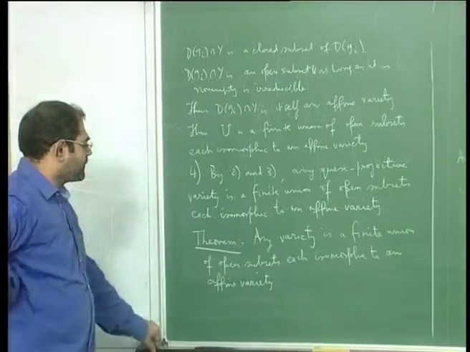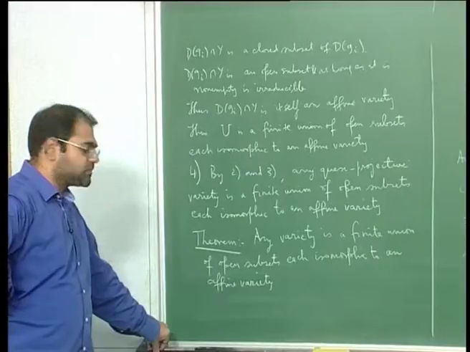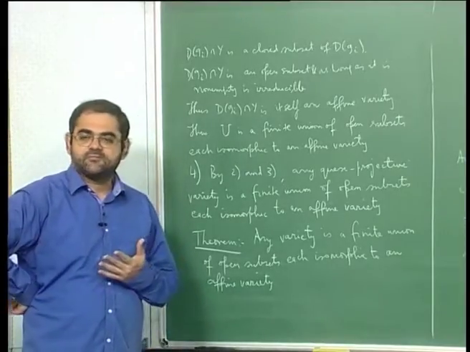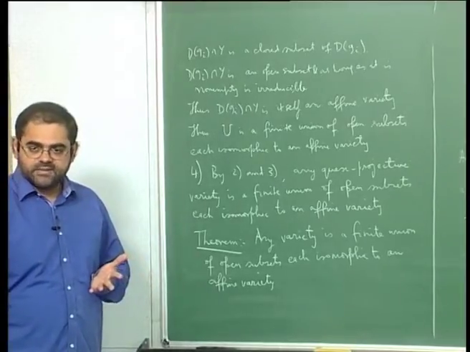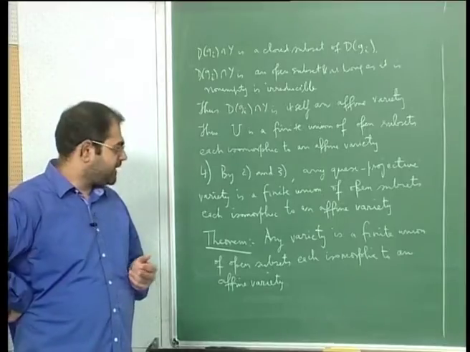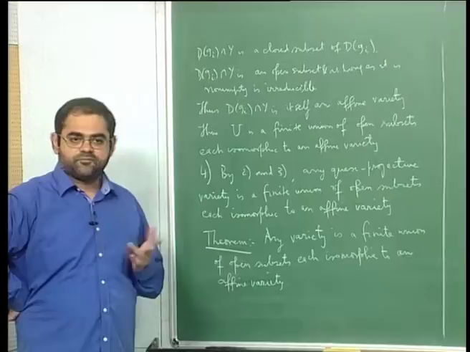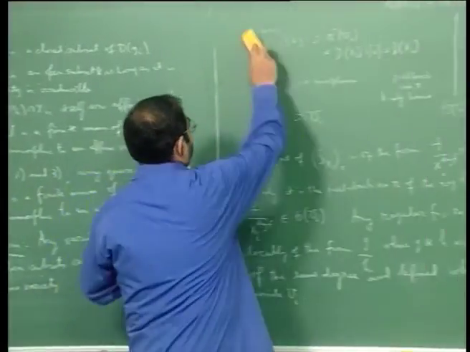So sometimes we say this also in the following way: we say that any variety admits a finite cover by open affine varieties. Okay, that is one way of saying it. The other way of saying it is that affine varieties are the building blocks of all varieties. Okay, so let me write that down.